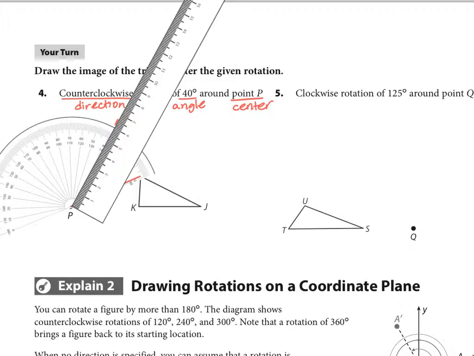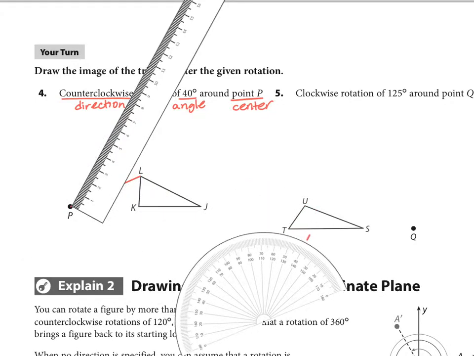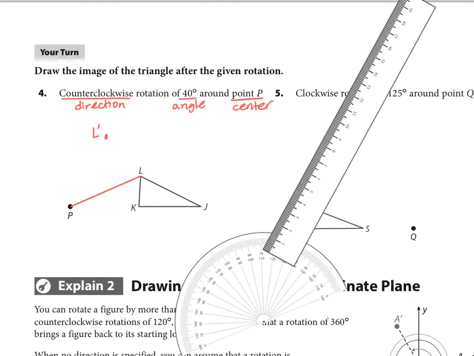So let's move this stuff out of the way. Let's move the protractor out of the way, actually. And I know that my point is going to be about there. And we would call that point L prime. So now I can go ahead and draw my line from P to L prime. I'm going to actually suggest that you erase these lines so that you can do the next one. But there we go. From L to P to L prime, that's 40 degrees.